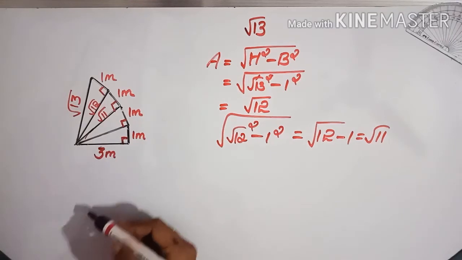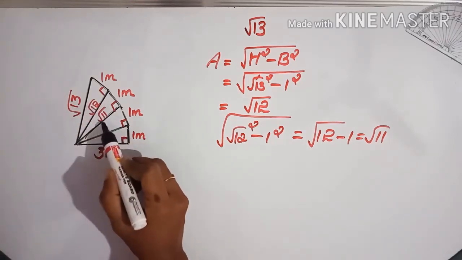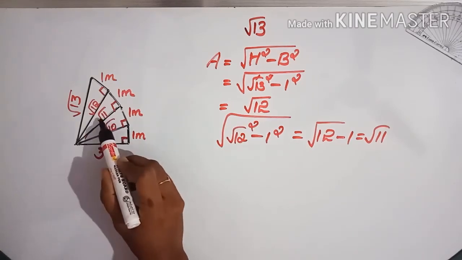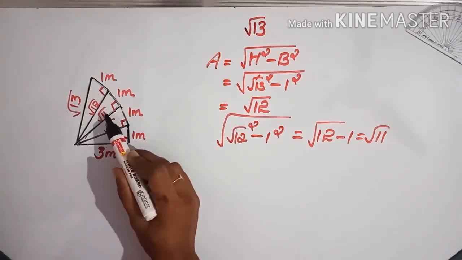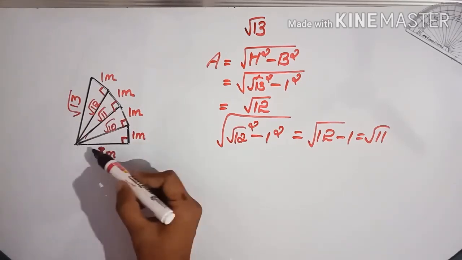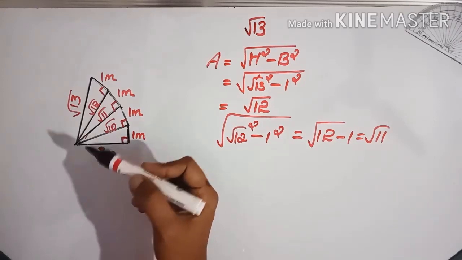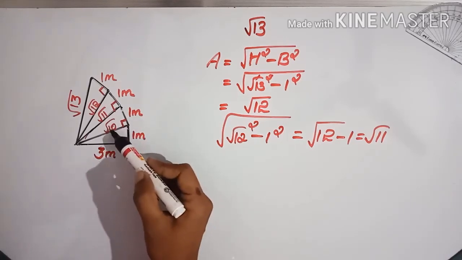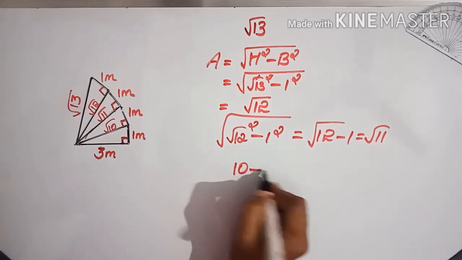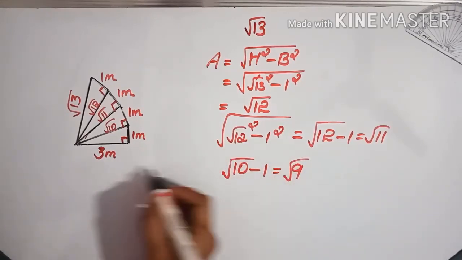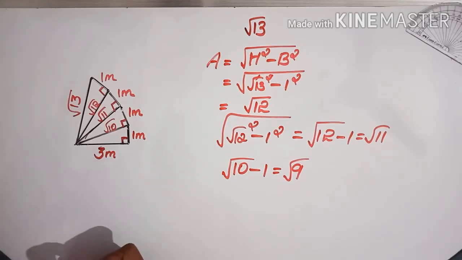Now can you say what the next one will be? This measurement, root 12, root 11, this will be root 10, because root 11 square minus 1 square: root 11 square is 11, 11 minus 1 is 10. Now what will be this measurement? Here I have already written it is 3. What will be the exact measurement here? Root 10 square minus 1 square. Root 10 square is 10, 10 minus 1 is 9. Root 9 is the same as 3 meter.